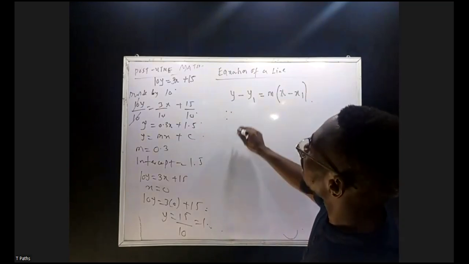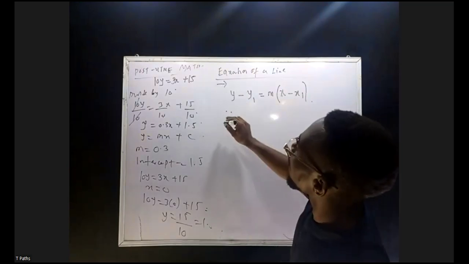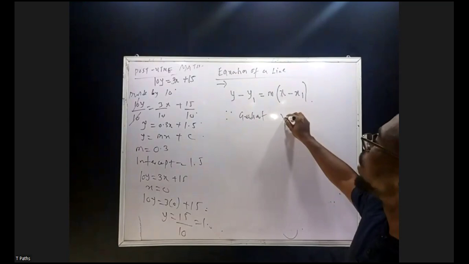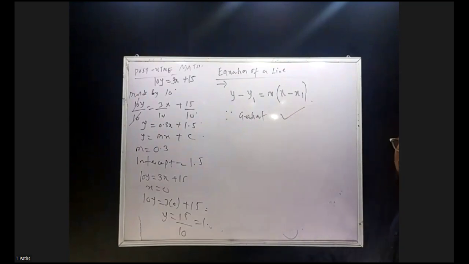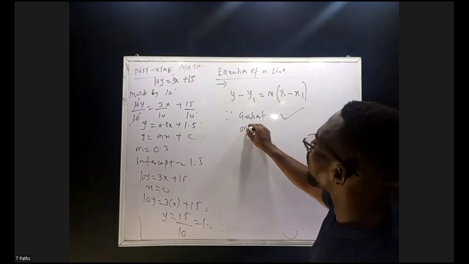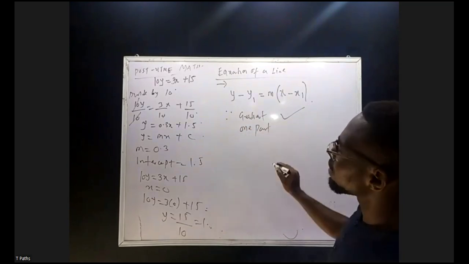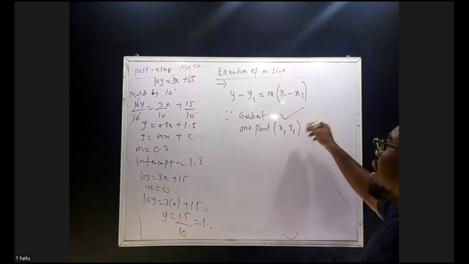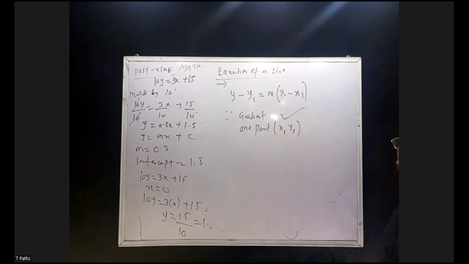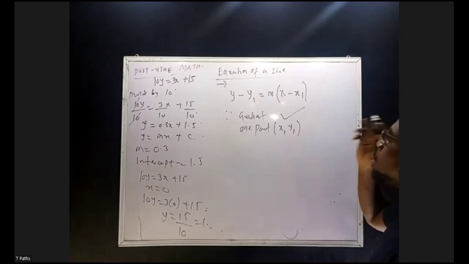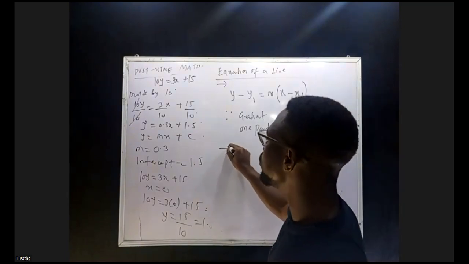When do you apply this formula? This formula is applied when I have given you the gradient. If I say, find the equation of a line with such a gradient, I'll give you the gradient. I'll also give you one point, which is x1, y1. I can say 2,3. I can say 1,4. I'll give you the gradient and I'll also give you one point. That is when you use that.